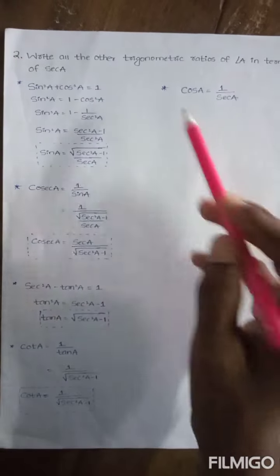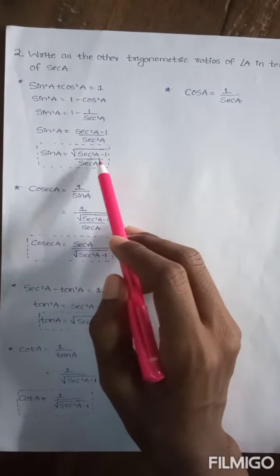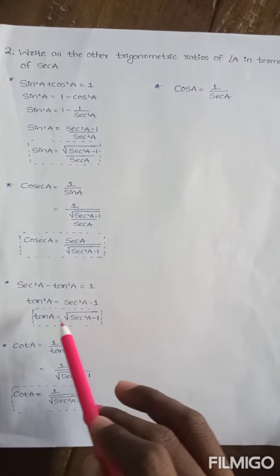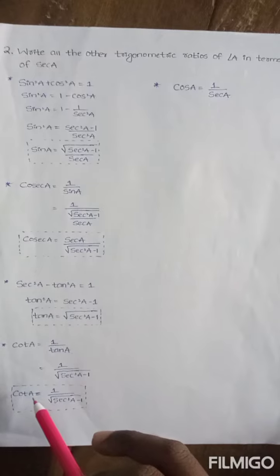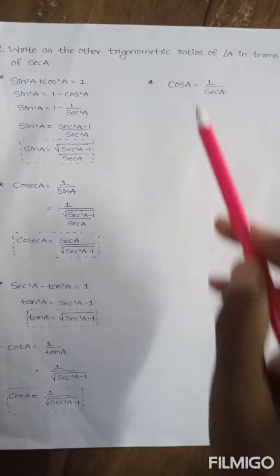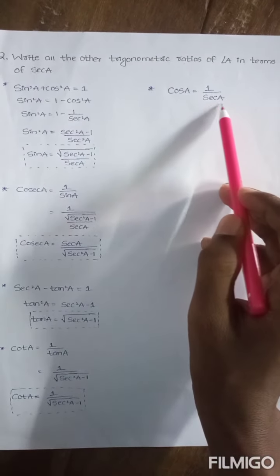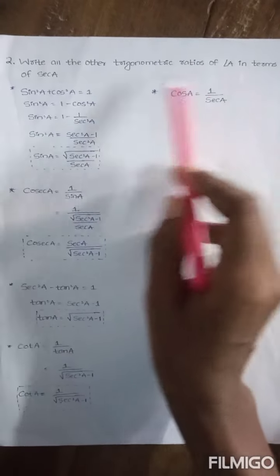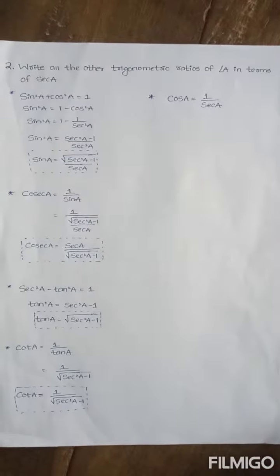So here you can see that sin A is expressed in terms of sec A, cosec A is expressed in terms of sec A, tan A is expressed in terms of sec A, cot A is also expressed in terms of sec A, and cos A is expressed in terms of sec A. Therefore we have expressed all the trigonometric ratios in terms of sec A, right?